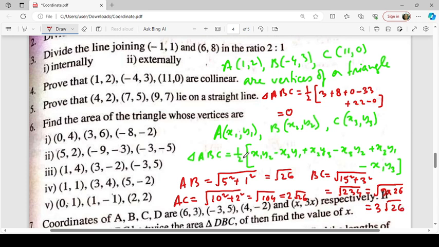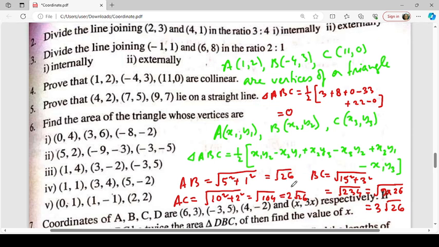So what you see, AB is root over 26, AC is 2 into root over 26, and BC is 3 into root over 26, and we are getting AB plus AC is equal to BC. Means what? These are collinear. So this is the way to prove collinearity of any 3 points, either by this method or this method.